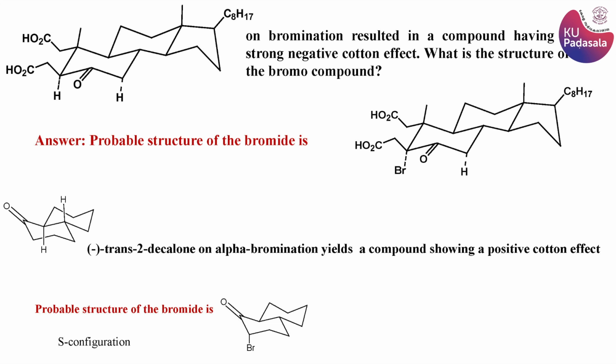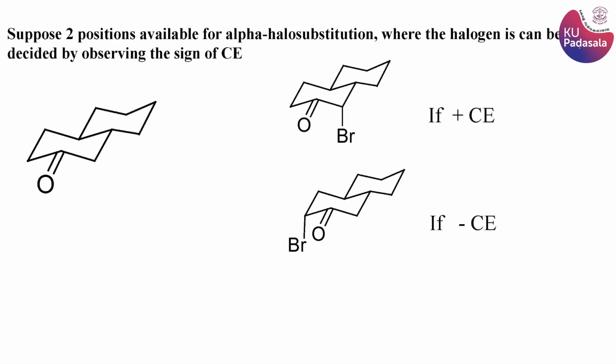Another example: this particular decalone, it's trans-2-decalone, and alpha bromination yields a compound with a positive Cotton effect. Where does the bromine come? Here again, because it is a positive Cotton effect, you view through the oxygen, and the bromine should come on the right side, then it makes a positive contribution. So, the answer will be as shown here, and it will be the S configuration.